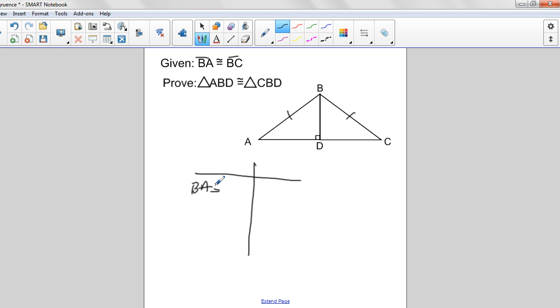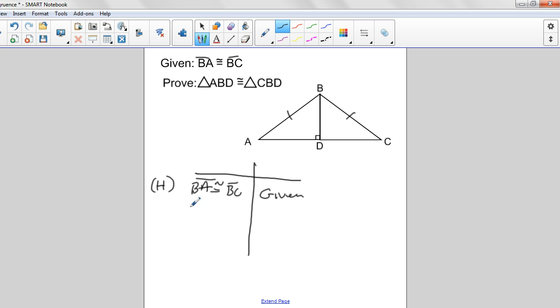BA is congruent to BC. Okay, well, that was given to us. Is that a hypotenuse or is it a leg? Think about it for a second. Well, that's the hypotenuse, so that takes care of the H. So now we've got to prove one of the legs is congruent. But we have no way of saying that AD is congruent to DC, other than it looks like it. We don't have any markings, we don't have any rules. We don't know that this is the midpoint because that wasn't told to us.